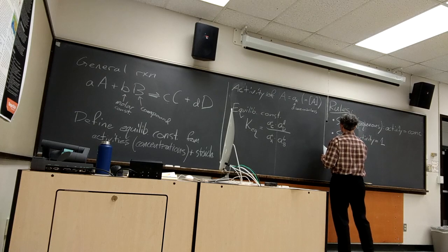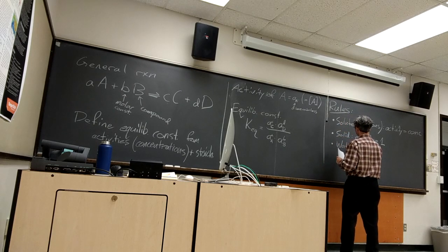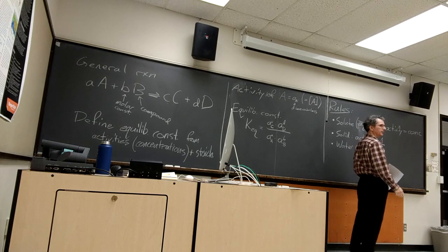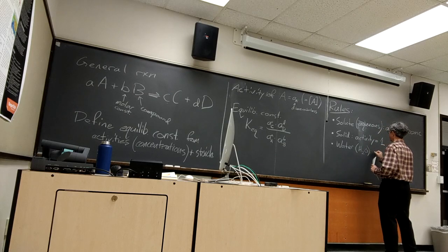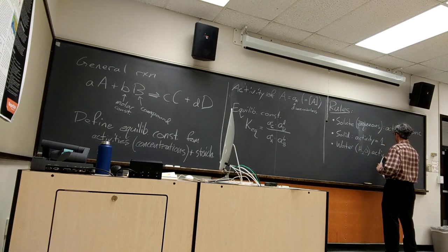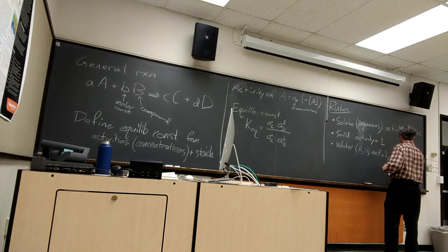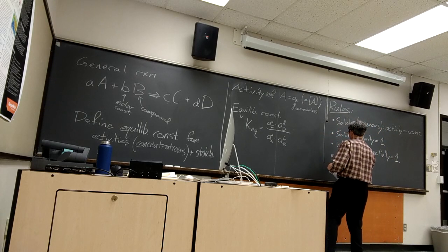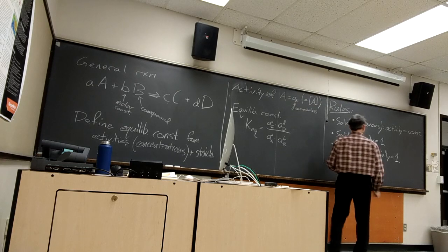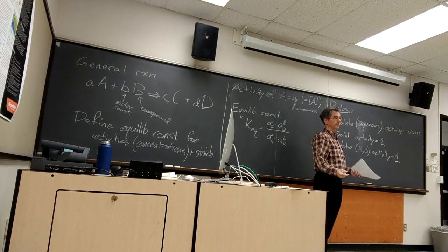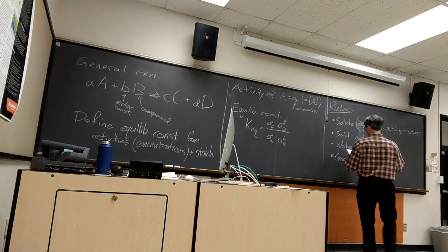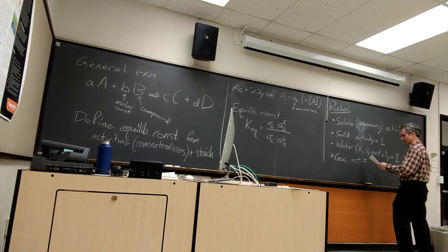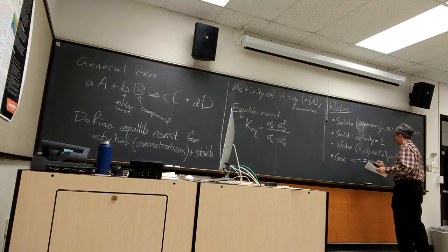If it is water, literally H2O, the activity of H2O is always 1. And if we're dealing with a gas, such as CO2, carbon dioxide, or oxygen, then the activity is equal to the partial pressure.